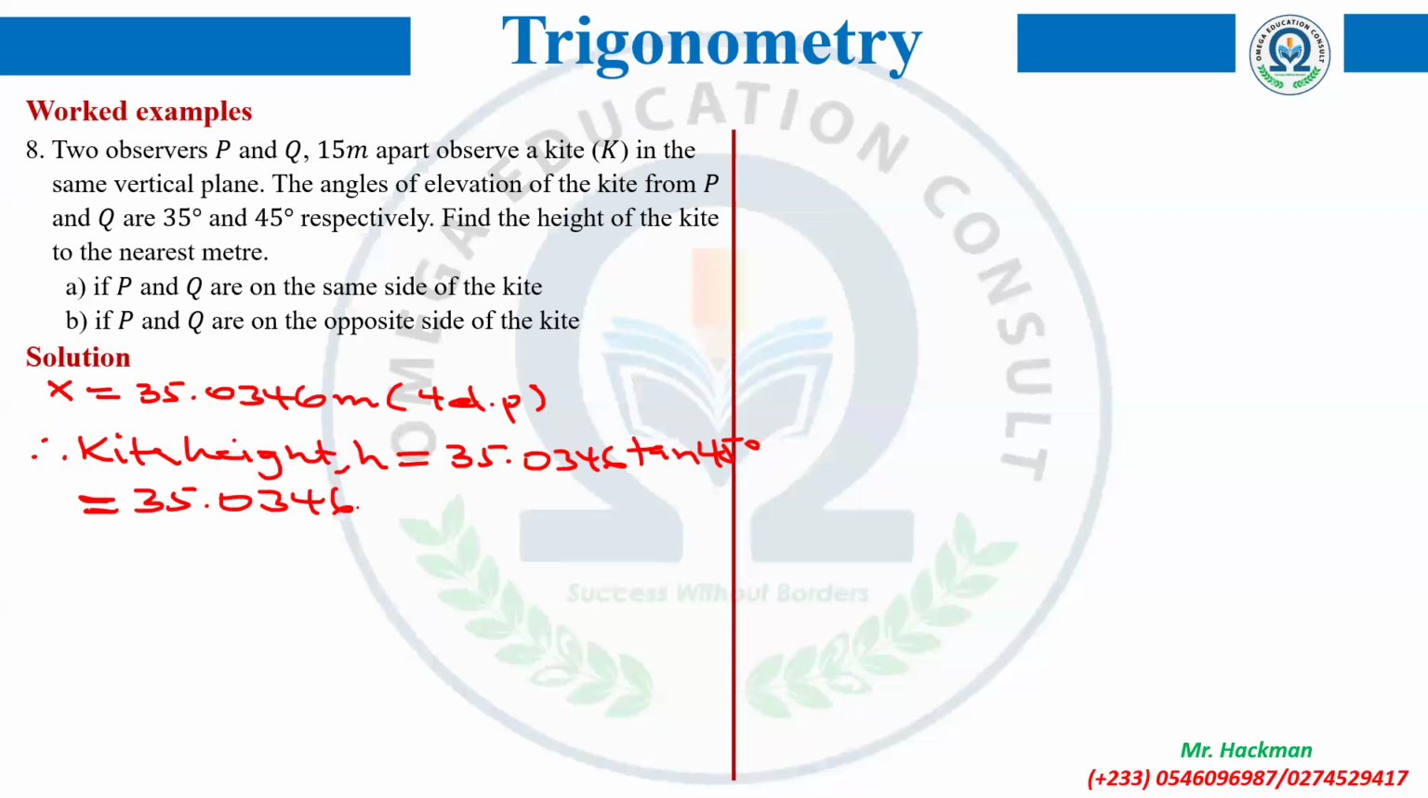But you know the length is in meters, and here you didn't approximate. So at this point, remember, you can't end here. You end with 4 d.p. unless otherwise stated. Here it is otherwise stated. We need to end with the nearest meter. So this will be equal to 35 meters, then you put in brackets nearest meter.